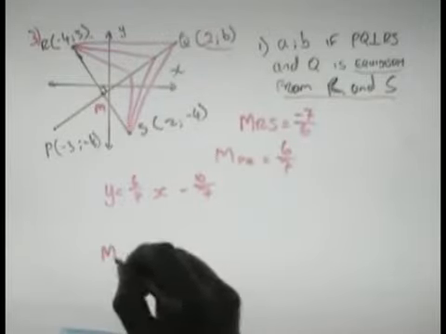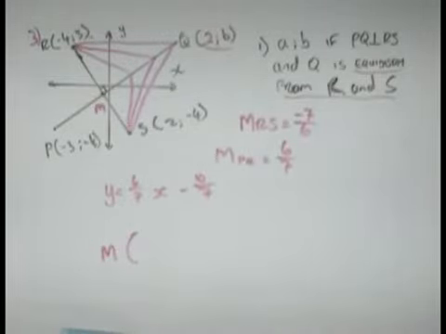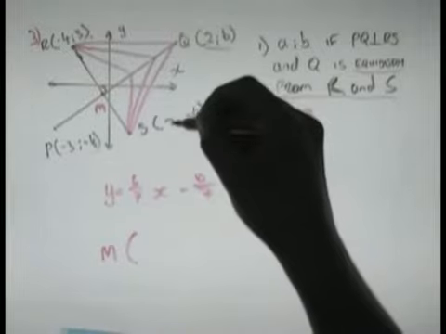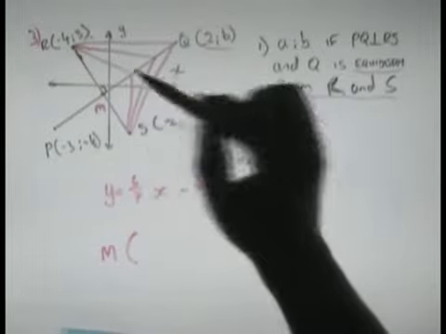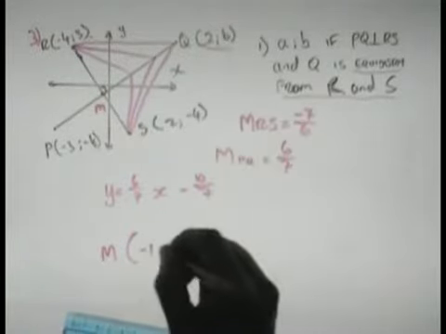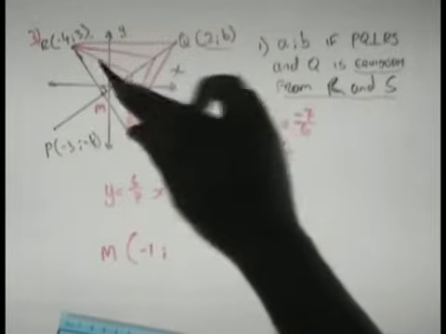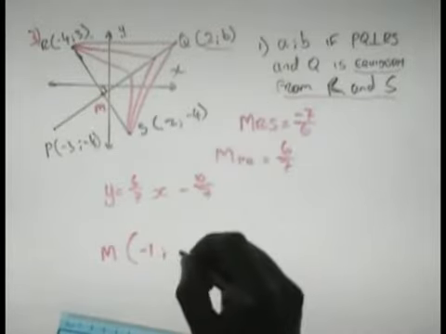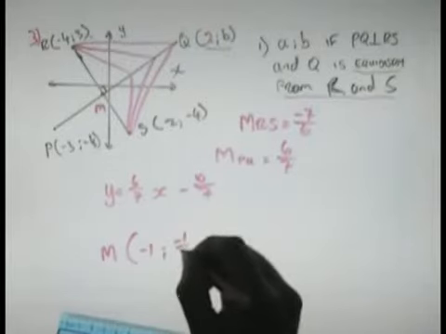Now the coordinates of M, the midpoint of RS, are going to be given by x2 plus x1, which is 2 plus negative 4, which is equal to negative 2, divided by 2 is negative 1, and the y value is negative 4 plus 3, which is negative 1, over 2, negative 1 over 2.